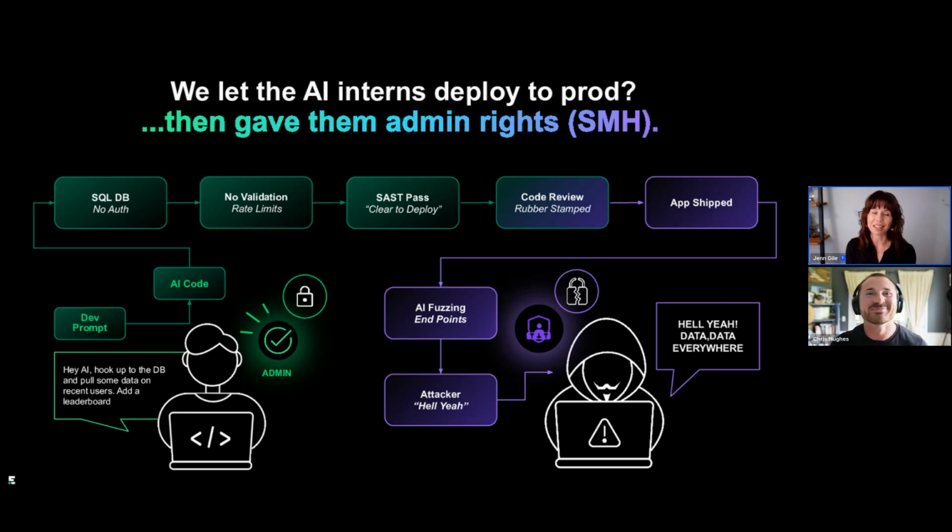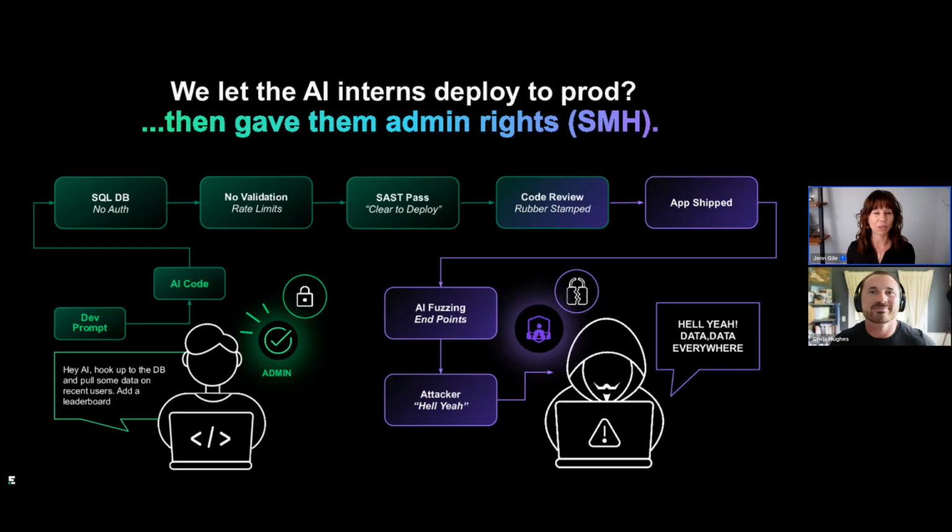Well, in this case, the developer didn't tell the AI to put in any kind of security controls. So while it wrote the code that was requested, hooked up that database, and created a leaderboard, in this example there's no authorization and no rate limiting. And because those are not CWEs, not classic vulnerabilities, a SAST tool isn't going to catch it. So it's going to go straight past your AppSec scanner.